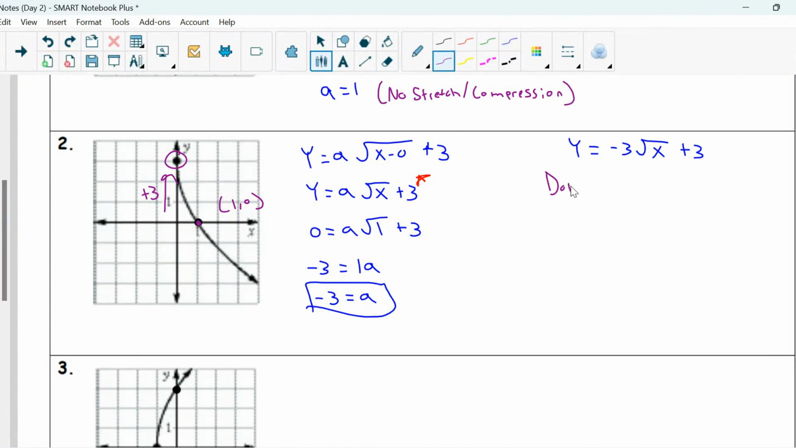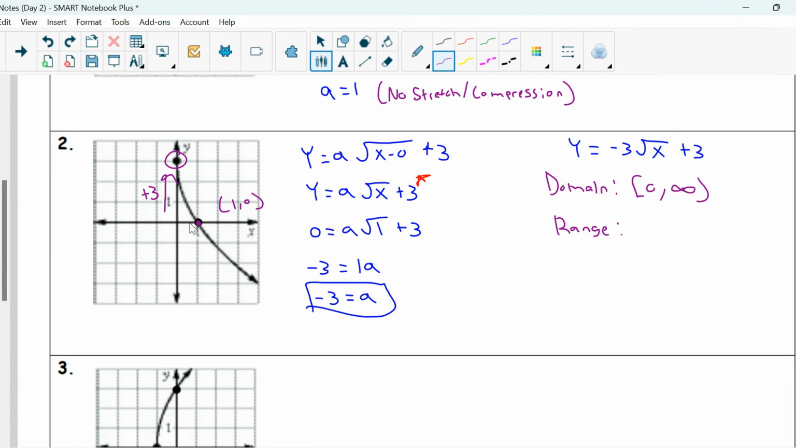All right, once again, let's find our domain and range. Looking at my graph, my possible x values, the lowest x value on my graph is going to be at 0, and my greatest is at infinity.